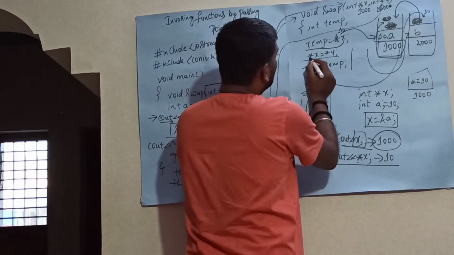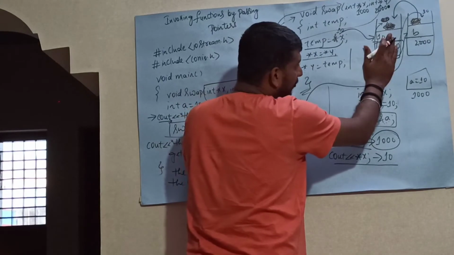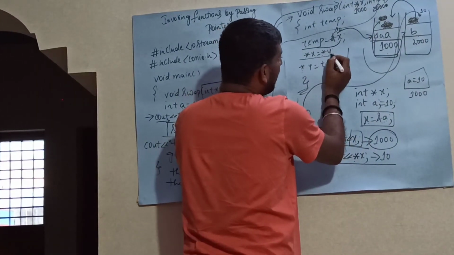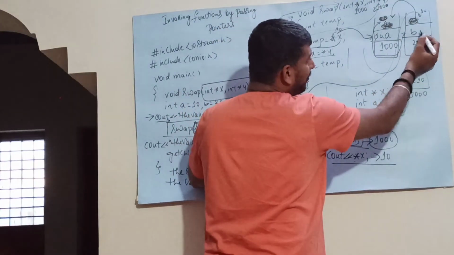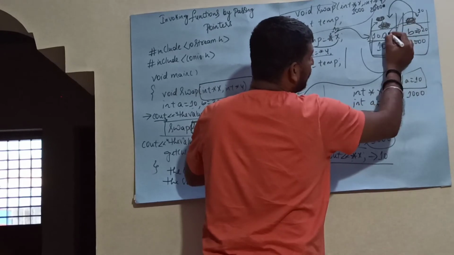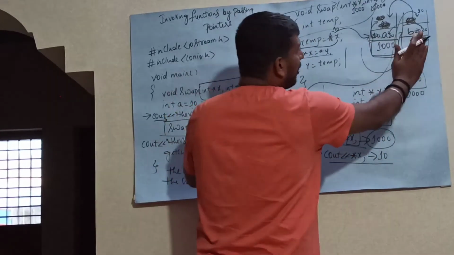Next, what am I doing? *x = *y. *x is nothing but the value of A. Okay, the value of A is empty now. *y is nothing but the value of B. The value of B was initially 20. I am transferring this value to A. So the A value becomes 20 and B will be null.